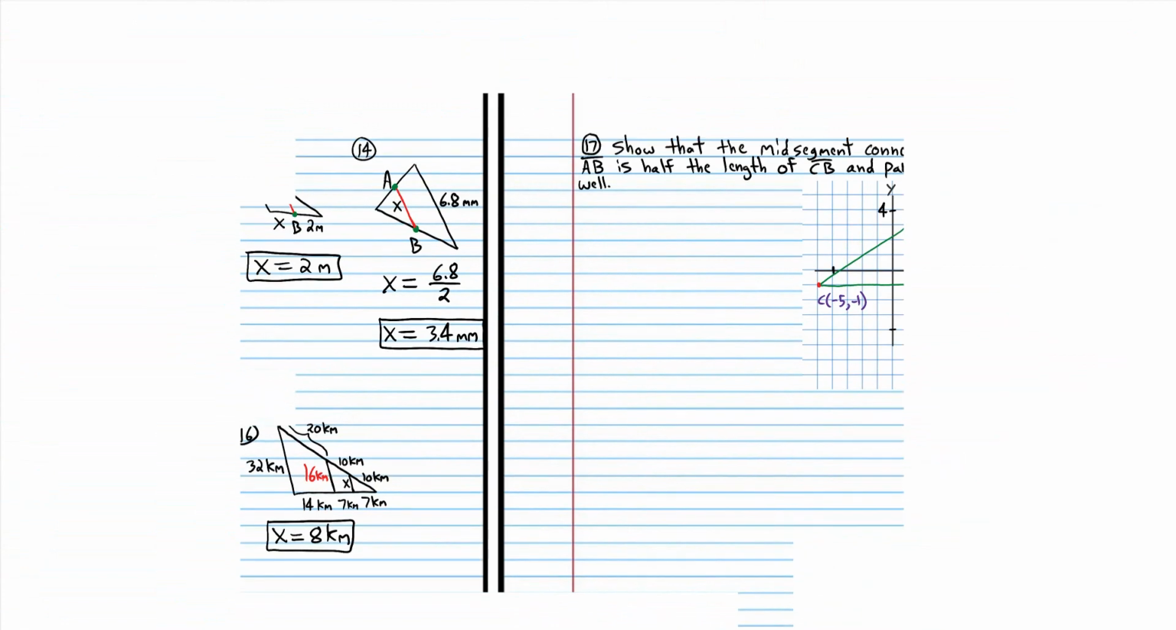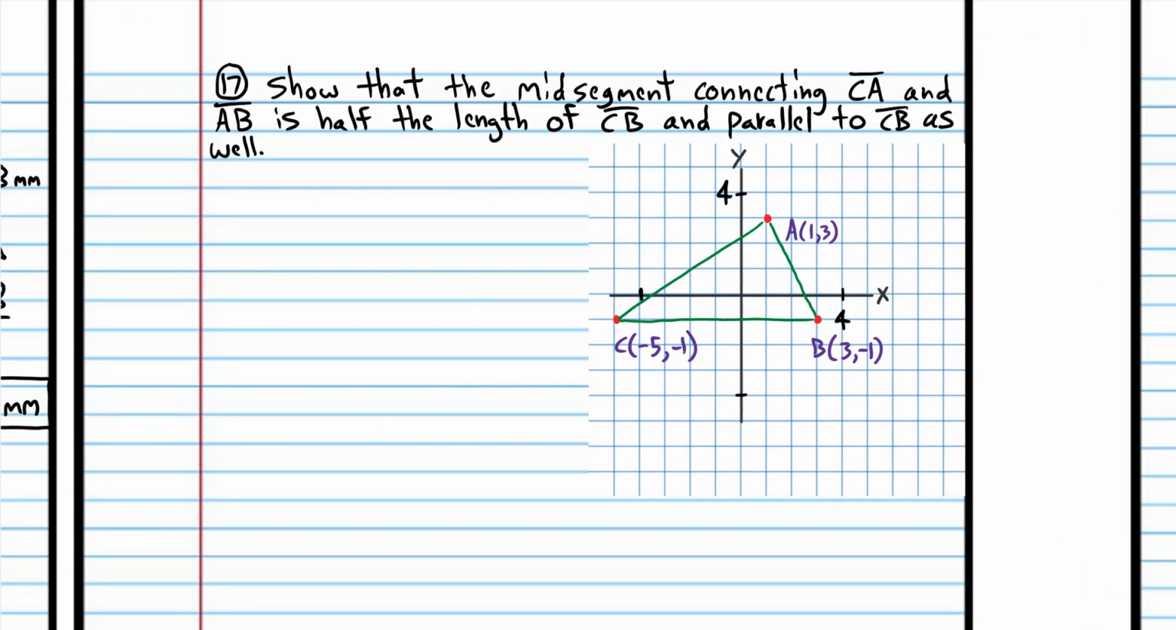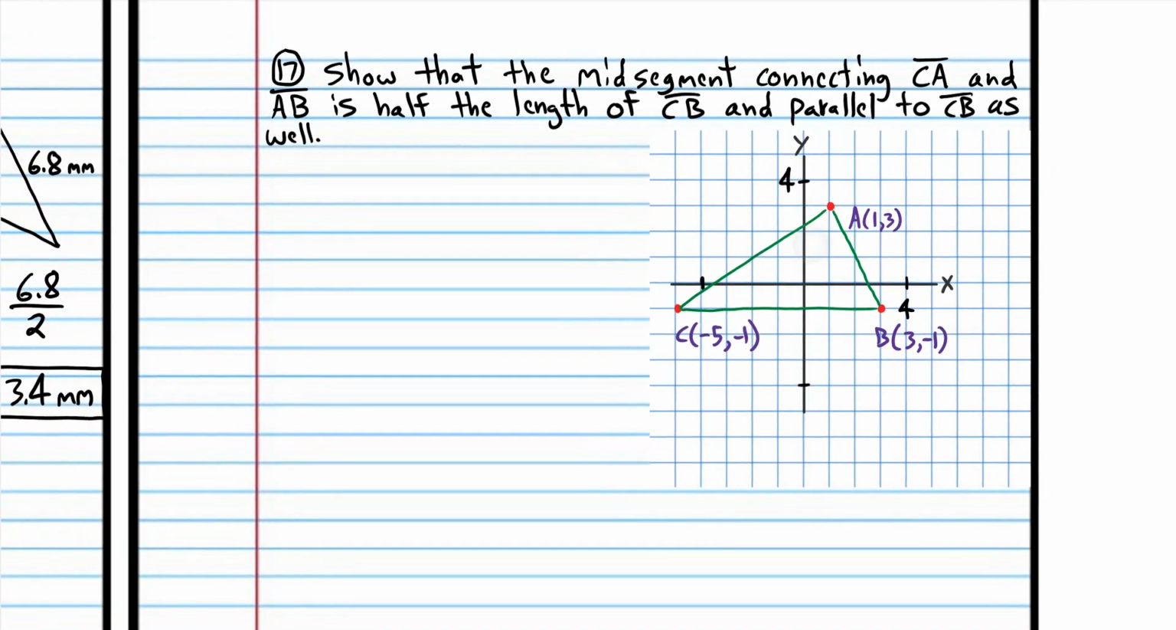All right, on to number 17. So now we're going to show that the midsegment theorem is true for specific cases, for specific triangles. In this case, we have this triangle here. And this is just going to help us remember what the midsegment theorem says, and it's also going to help us review how to use the distance formula and the midpoint formula and the slope and so on and so forth.